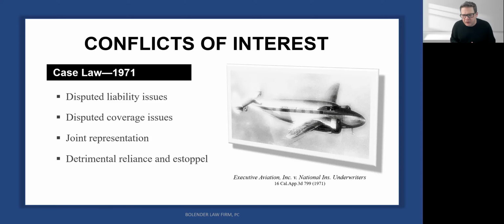In any event, the Executive Aviation Court was one of the first courts to recognize that occasionally an insurance company must surrender its control of the defense and pay the policyholder's preferred counsel to defend when it agrees to defend under a reservation of rights.